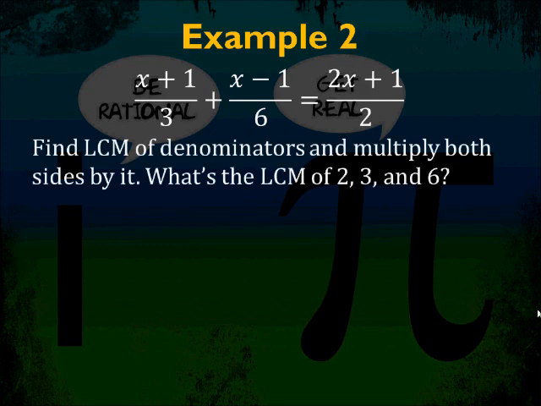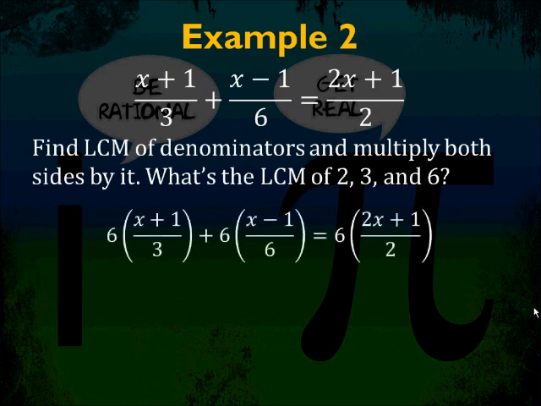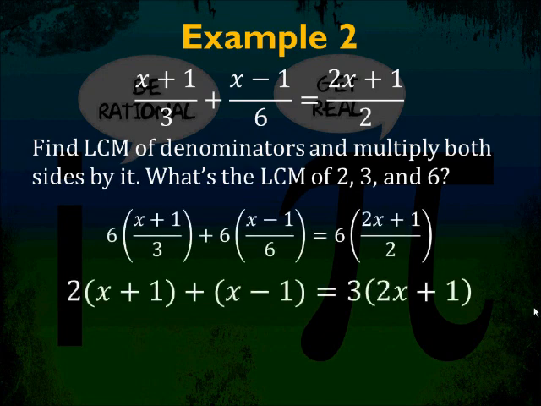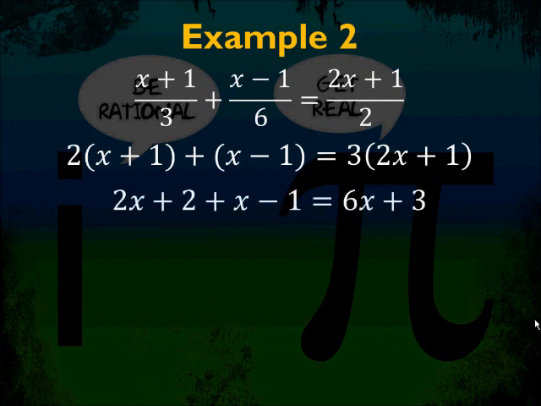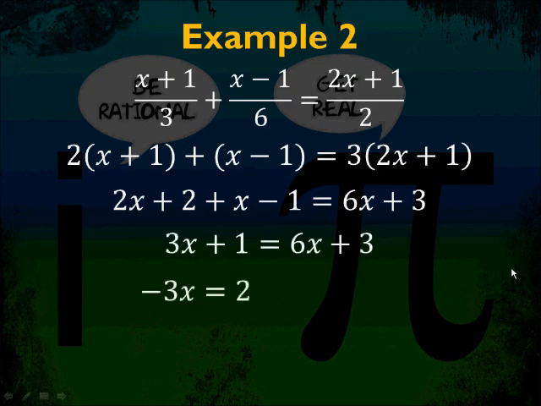Alright, so the least common multiple is going to be 6, so you're going to want to multiply every term by 6. So you do that, and you get 2 times x plus 1 plus x minus 1 equals 3 times 2x plus 1. Now you distribute and solve for x just like you did back in Algebra 1. So I'm merely distributing the coefficients, combining like terms, and solving for x. And what you see is you get negative 3x equals 2, divide both sides by negative 3, and you get x is equal to negative 2/3. Don't forget to put it in a solution set.